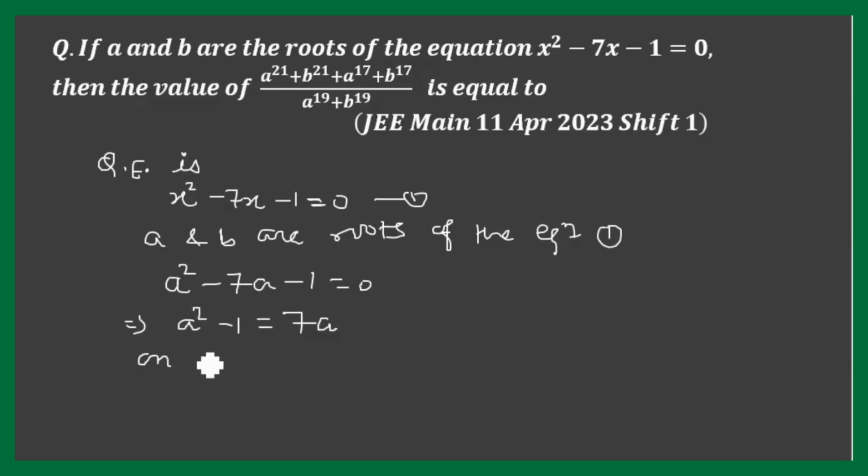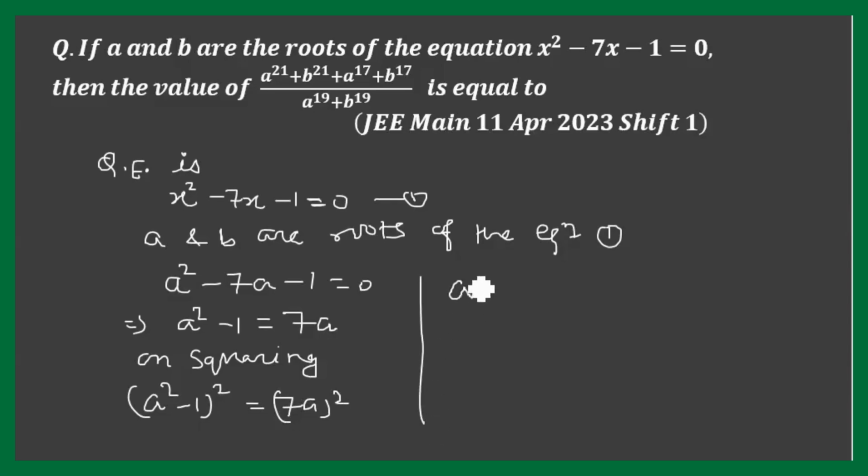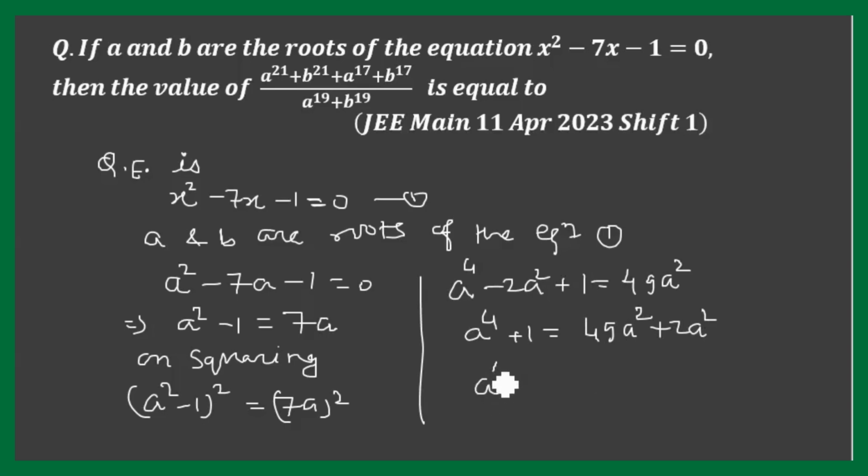On squaring both sides, we get a square minus 1 whole square equal to 7a whole square. So we get a to the power 4 minus 2a square plus 1 equal to 49a square. So a to the power 4 plus 1 will be 49a square plus 2a square. So we get a to the power 4 plus 1 equal to 51a square.